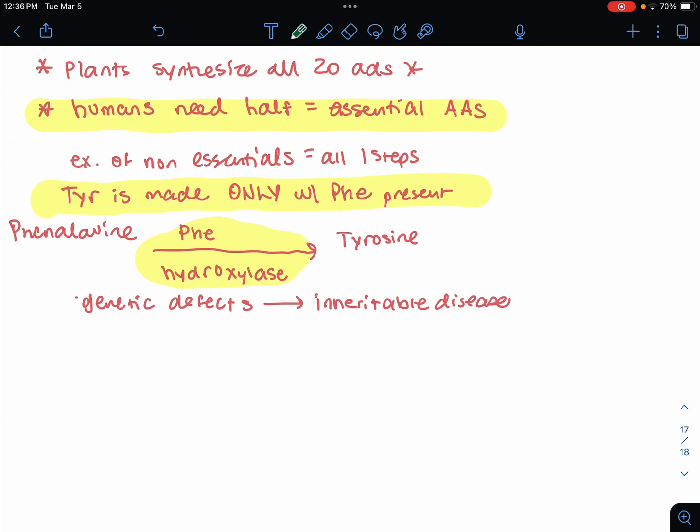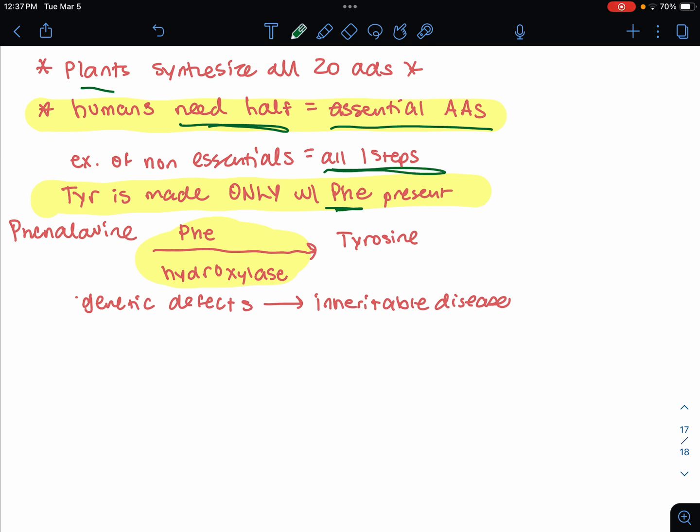So plants, and I think bacteria, are able to synthesize all 20 amino acids. However, humans need to supply half of these amino acids. The ones that we can't make ourselves are known as essential amino acids. There are all these non-essential amino acids, and those are the one-step processes that we've gone over. An example of a semi-essential amino acid would be tyrosine, since it's only made from phenylalanine, an essential amino acid that we can't make. Only when phenylalanine is present can we make tyrosine.